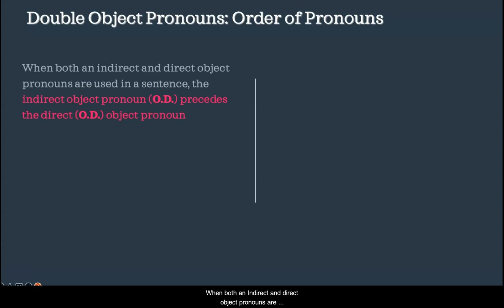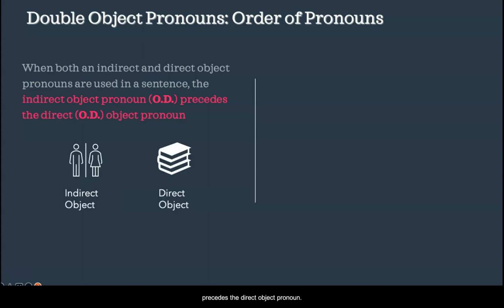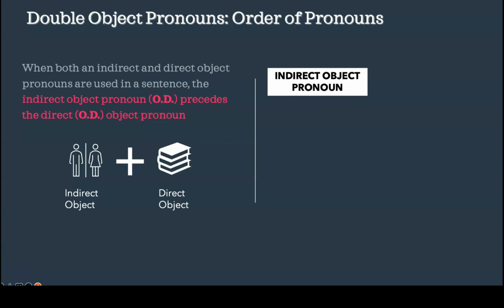When both an indirect and direct object pronoun are used in a sentence, the indirect object pronoun precedes the direct object pronoun. Let's review the pronouns that we know so far. The indirect object pronouns that we know are me, te, le, nos, os, les. Notice the use of se in the third person. We are going to learn this a little bit further when I explain the indirect object pronouns.